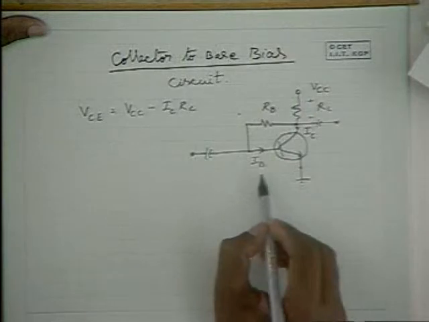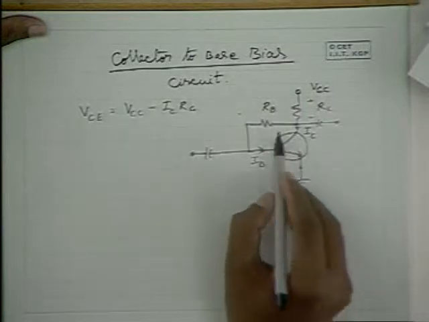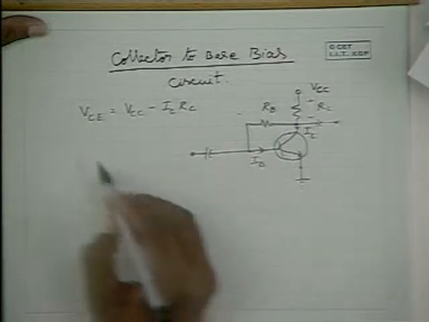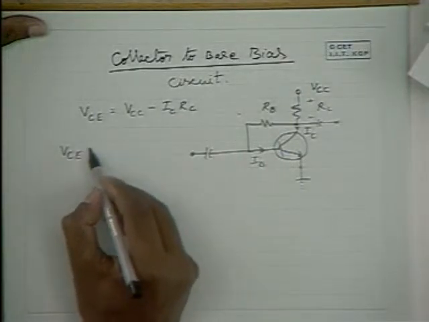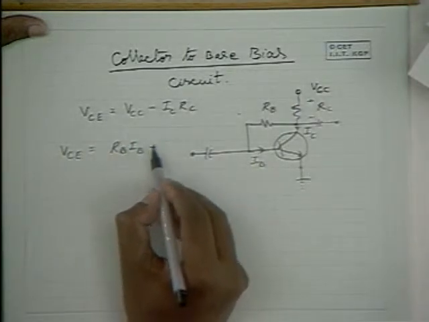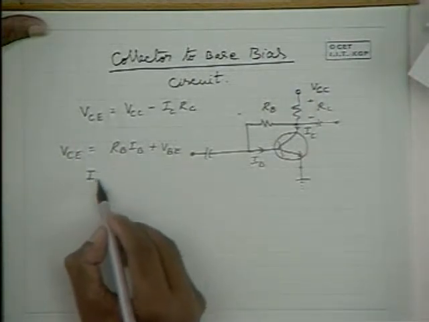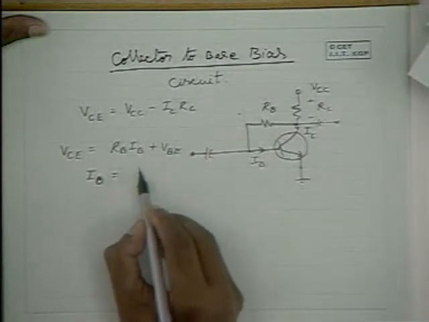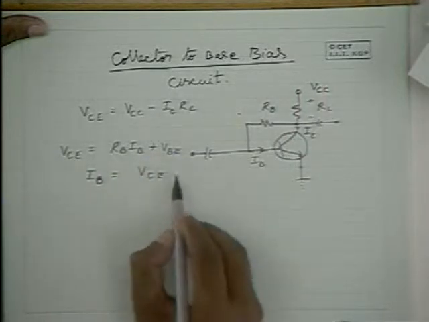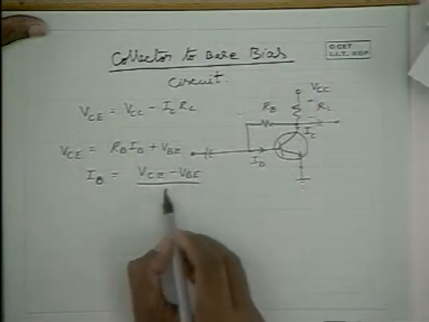Now, on the input side, the equation can be written like this. VCE is equal to the voltage drop across RB due to IB plus VBE. Therefore, VCE is equal to IB into RB plus VBE. So from this equation, the IB that flows in this circuit is equal to VCE minus VBE, which is of the order of 0.6 to 0.7 volts, divided by RB.